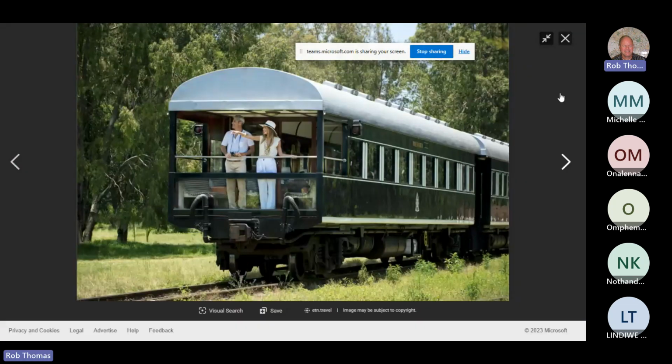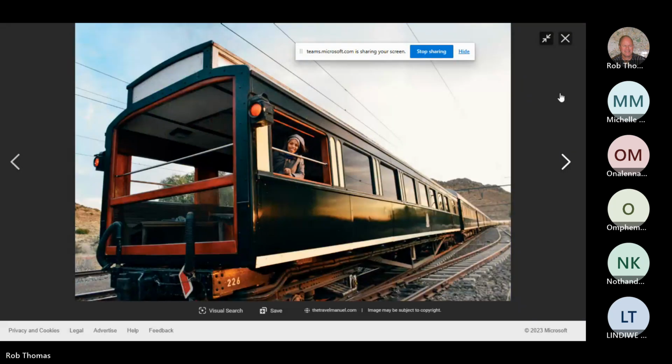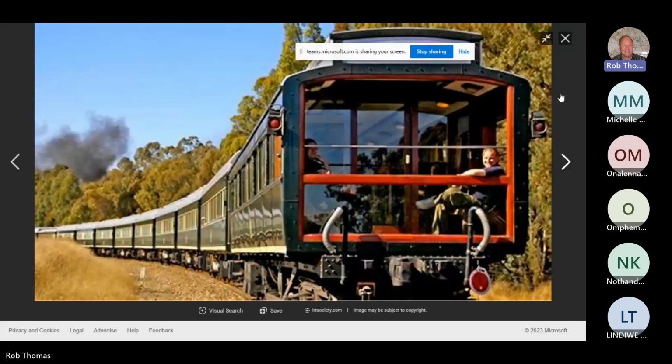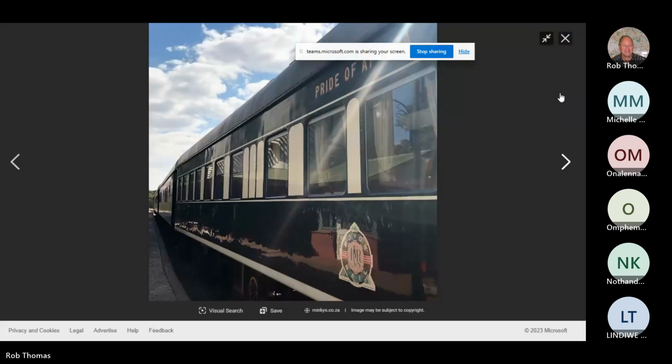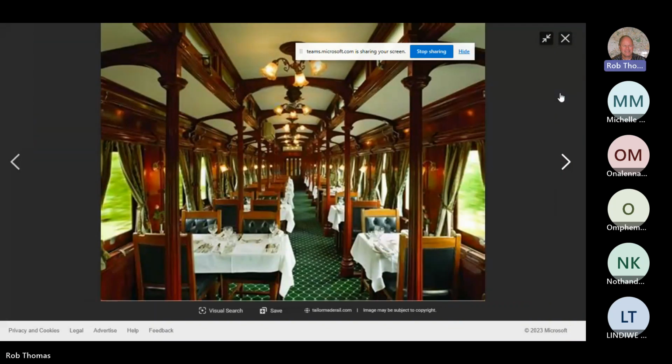Check it out. See on the back there of the train. See a train, choo-choo. There's a steam train. Pride of Africa. So it looks like in the dining car, you can see it's got very much a Victorian, Edwardian theme, sort of like turn of the century Joburg when it was first founded, like Gold Reef City, that kind of vibe.